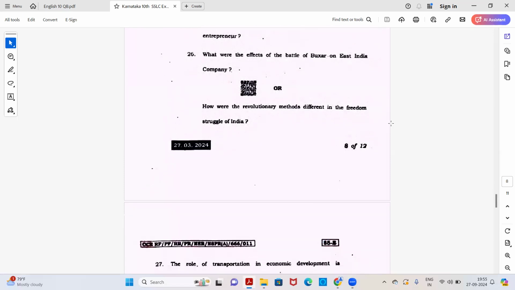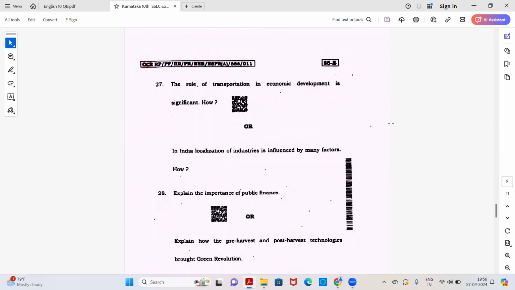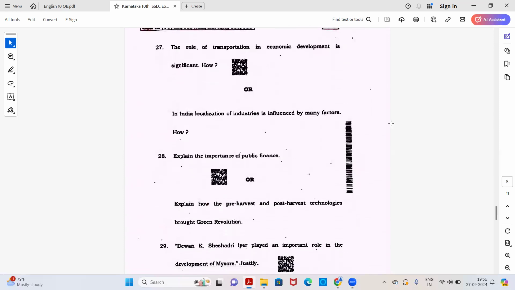Next question is 26. What are the effects of the Battle of Buxar on East India Company? Or how were the revolutionary methods different in the freedom struggle of India? Okay. Again, option is given. Anyone, you can attempt it. Question 27. The role of transportation in economic development is significant. How? Or in India, localization of industries is influenced by many factors. How? So again, option is given here.